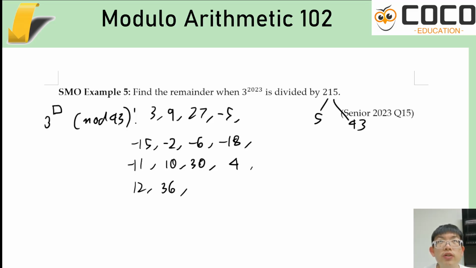108 is congruent to 22. 22 times 3 is 66. That's congruent to 23. How long is this going to take? Now this is very distressing, because if we just keep listing, what if this goes on forever?